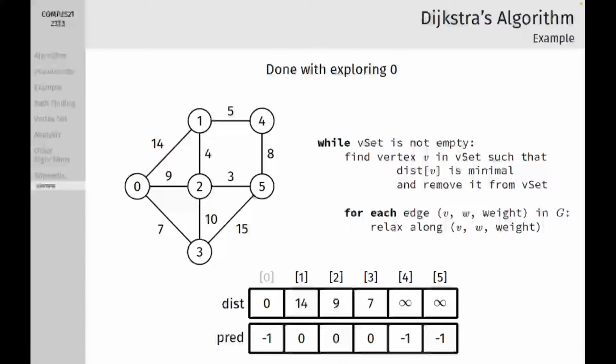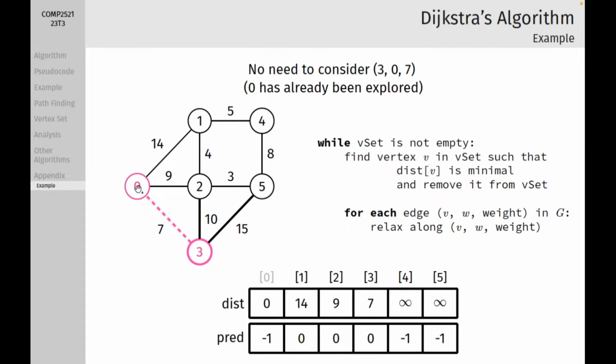All right, so let's remove another vertex. What do we remove? Out of the remaining vertices, the one with the smallest distance is 3, so we're going to remove that. Now we're going to explore all the edges from 3. We have an edge from 3 to 0, but there's no need for us to consider this edge, because 0 has already been explored. Once we finish exploring a vertex, there's no need to consider any edges to it again, so we can ignore this.